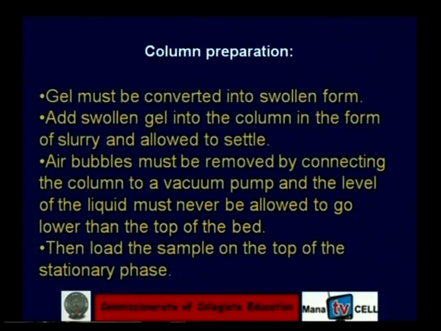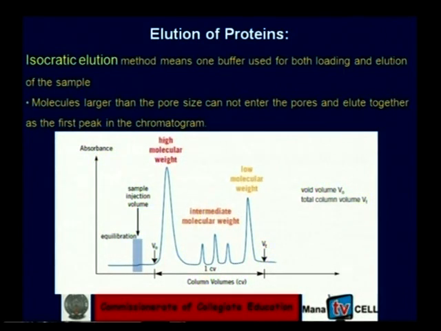Before going to the process, we have to prepare the column. For the preparation of the column, we must make the gel material swell by adding a proper solvent. After making the gel material swollen, we have to pour the gel material into the column in the form of slurry. After all this, we have to add a sample on the top of the stationary phase. After adding the sample, we have to add a buffer for elution.